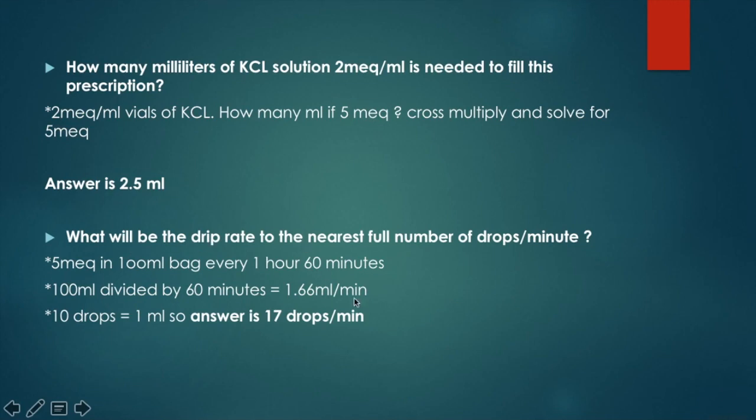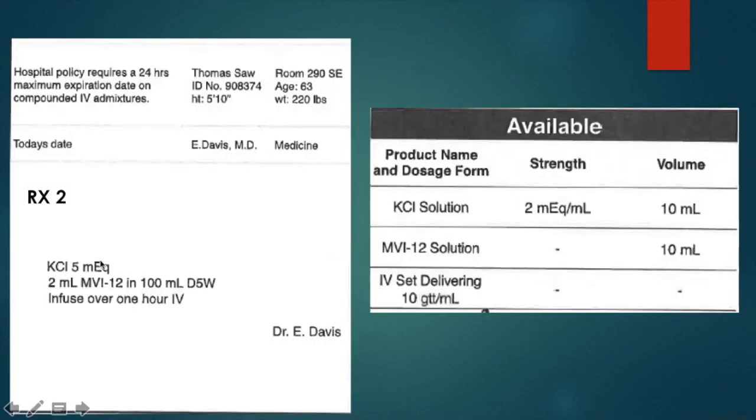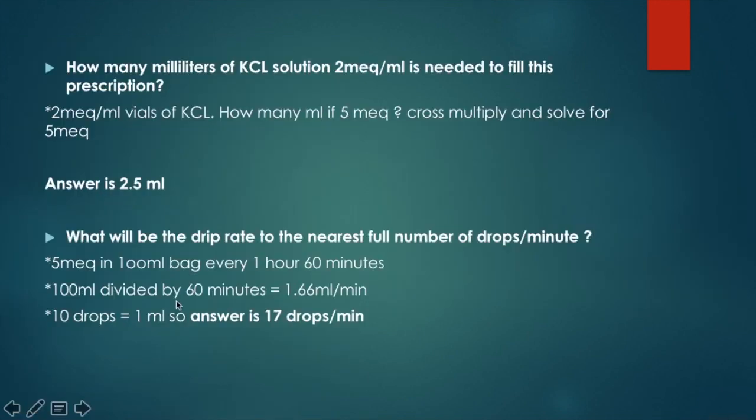Now what would be the drip rate to the nearest full number of drops per minute? You go back to the bag itself. So it's 100 ml, and they usually tell you how much time they run it over. 100 ml infused over 1 hour. So you're going to give 100 ml over 1 hour. The question is asking for drops per minute, so automatically I'm going to convert this 1 hour into 60 minutes. So I think this was supposed to say every 1 hour or 60 minutes. So 100 ml over 60 minutes is 1.66 mLs per minute. And I did this to get mLs here and just multiply by 10 drops per ml to get my answer of 17 drops per minute.